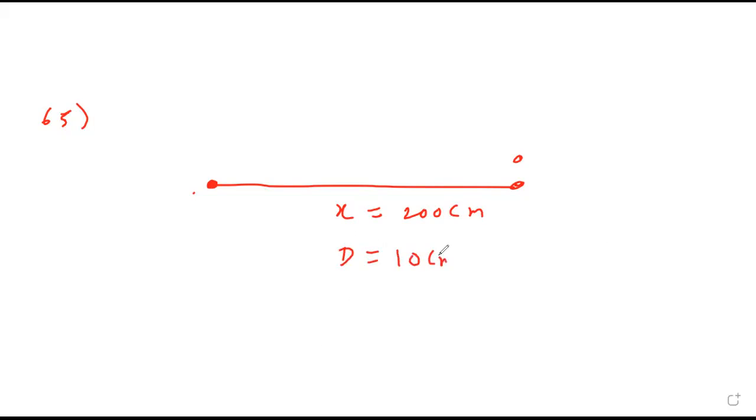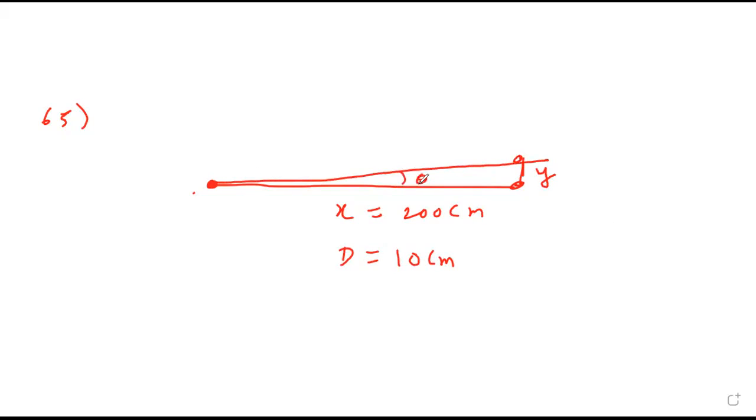The distance between images of two stars which are just resolved by a lens of focal length 200. Focal length means it is the distance between the source and that object. It's 200 centimeter. And the diameter of that lens is 10 centimeter. The distance between the two images of two stars is how much? Suppose it is y.